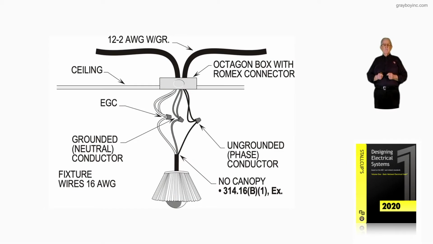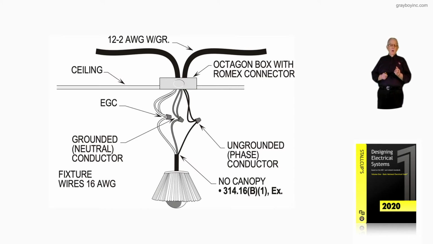Now, this illustration deals with sizing the box based upon the field where there are different size conductors in accordance with our table 314.16(B).